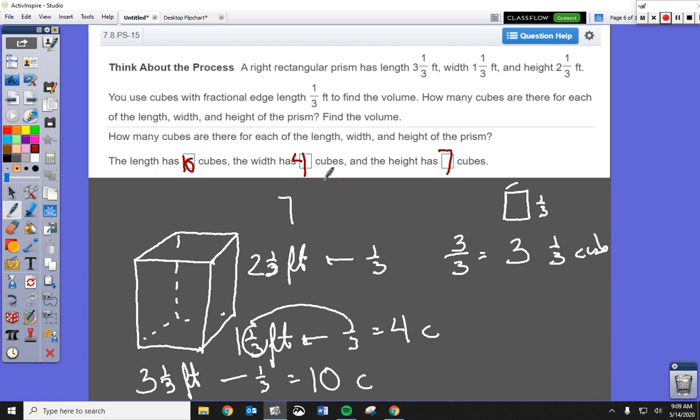If I were to find the volume, cube-wise, I'd go length times width times height. 10 times 4 is 40. 40 times 7 is 280. I would need 280 cubes to fill that up. All right? Again, that one requires a little bit of thought there. We can't just go ahead and multiply things. We've got to put some thought into it. Actually do a little division there.